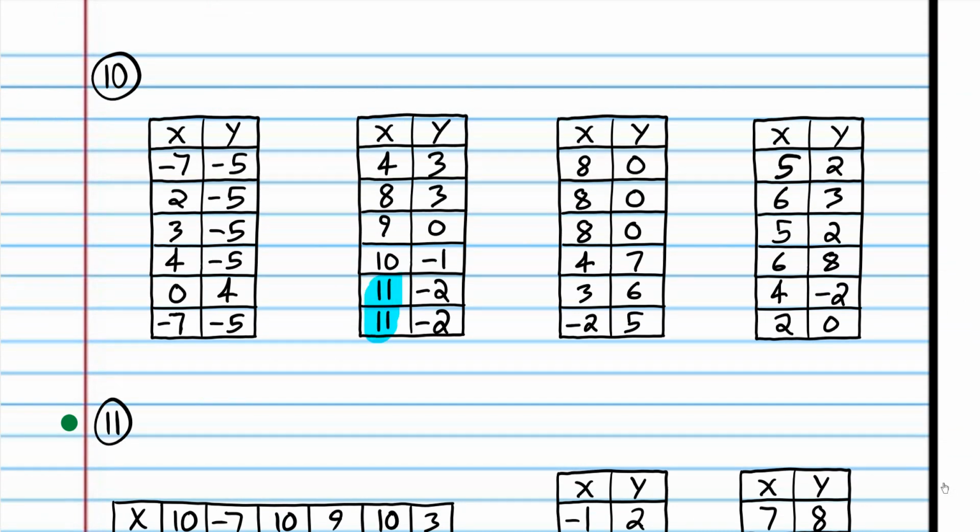So again, we have the same situation here. 11 appears twice, so we would think that this could not be a function, but look at the outputs. They're the same output. So whoever wrote this problem is trying to trick us.